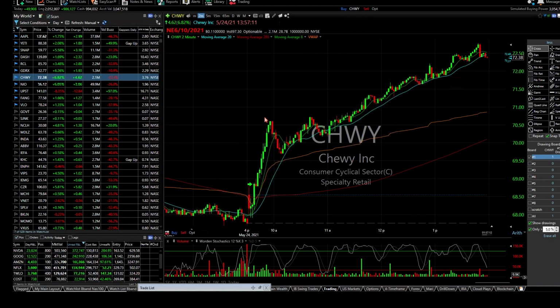Pulls back to the 20, continues on its merry way. Starts riding the 8 train, right? Here's a bull 180, riding the 8 train, pull back, top and tail, bottom and tail, riding the 8 train, continues, pull back to the 20, keeps going higher and higher. Chewy's is doing good today. Up 6.77%, 4.5, 459. Nice.